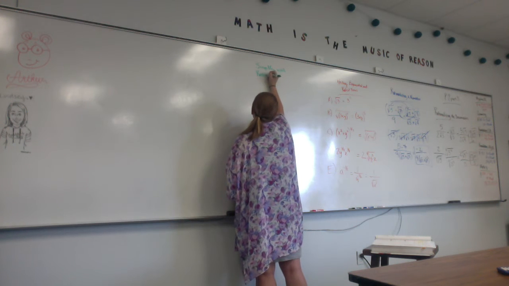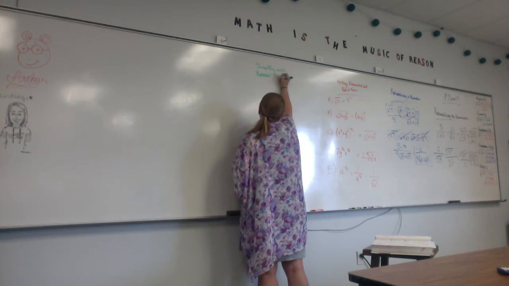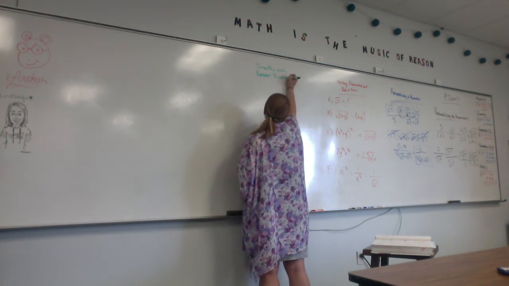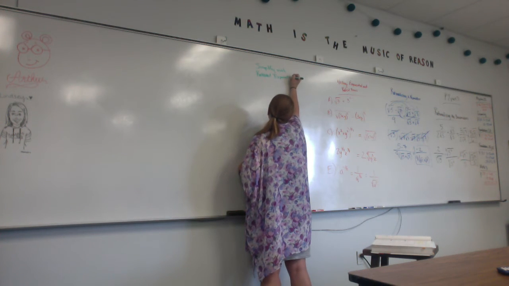What is that, Josh? Something shows on our table first. It's coupons. Okay, simplifying rational exponents. Here we go.